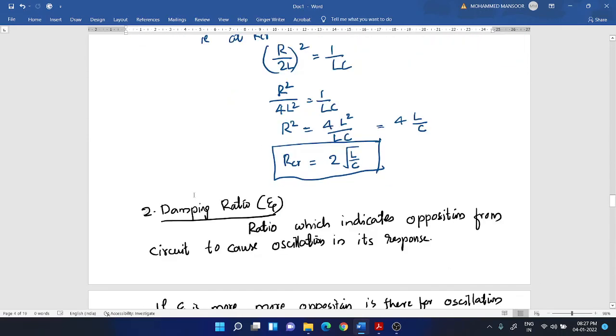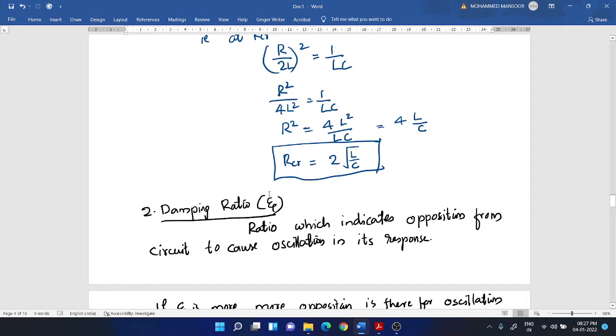Next terminology is damping ratio. It is the ratio which indicates opposition from the circuit to cause oscillation in its response. So whenever some oscillation is there in the response, how much opposition is coming from the circuit itself?